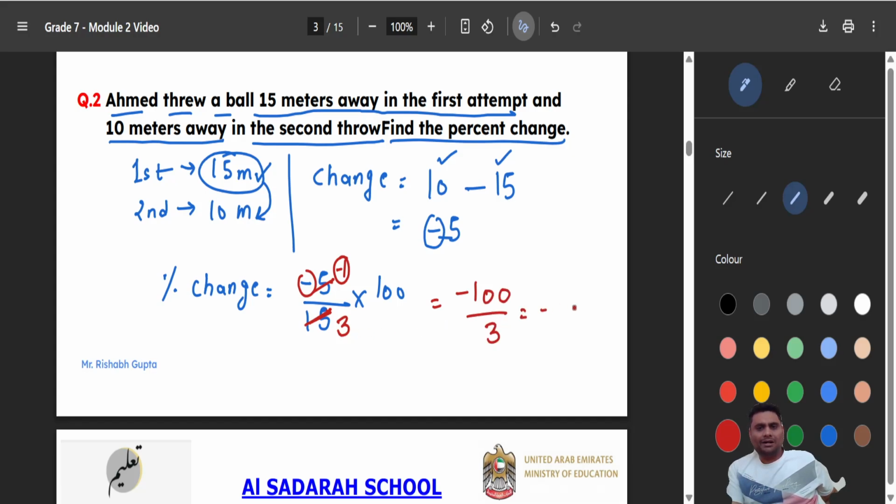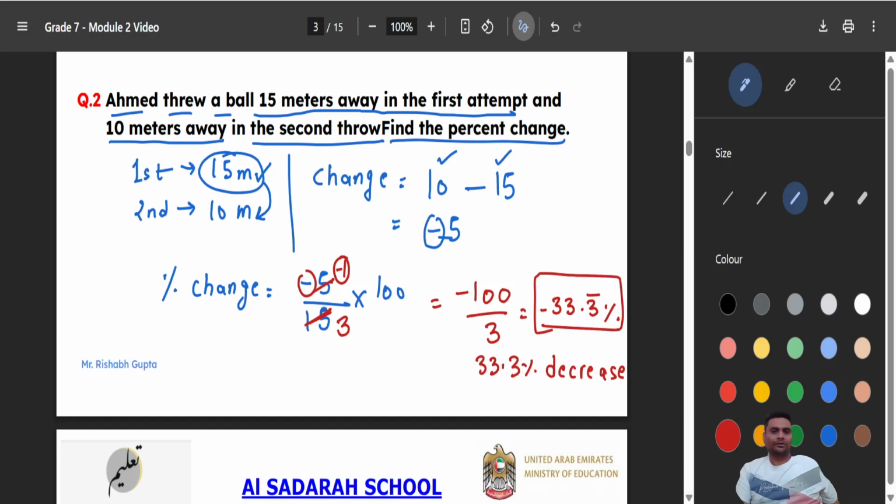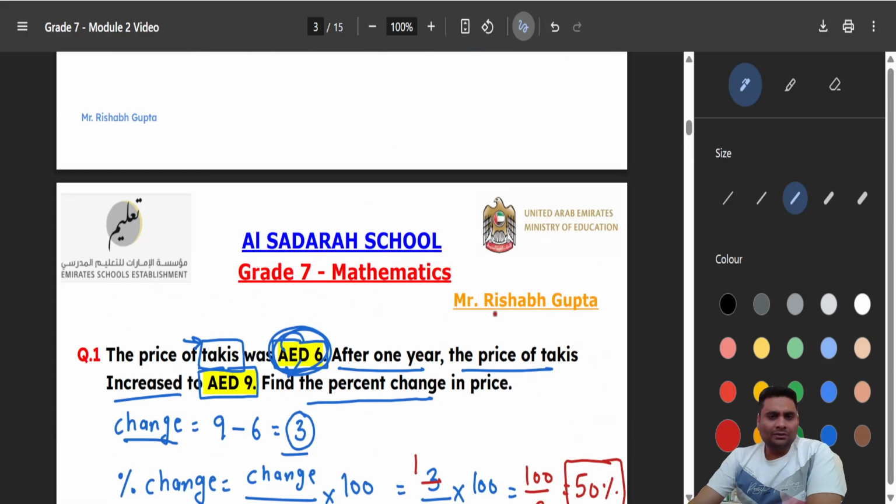So this will be minus 33.333%. So, like this. This minus represents that the amount has decreased. I can also write 33.3% decrease. If you do not want the minus sign, you can write like this also: 33.3% decrease or minus 33.3%. Okay, so this is how you have to do lesson number 1.